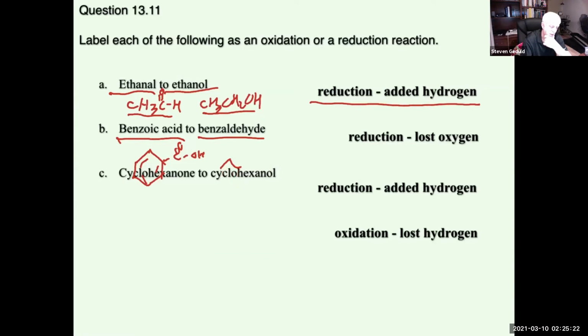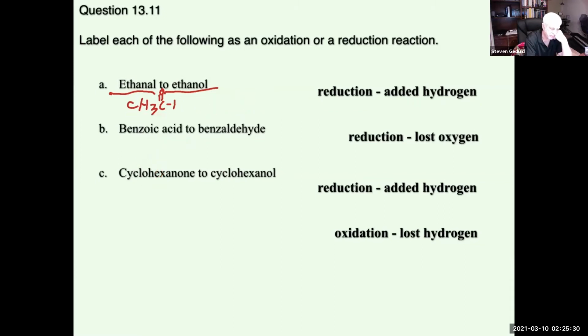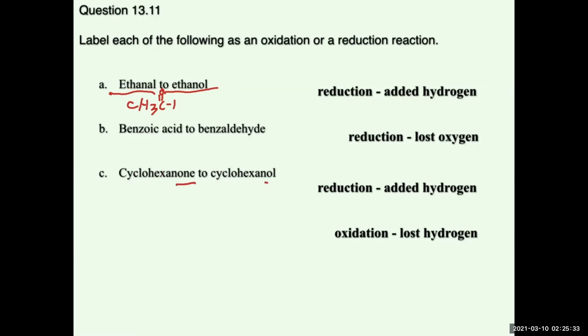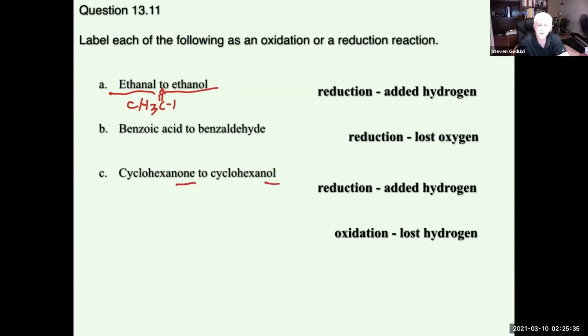Cyclohexanone to cyclohexanol. An ONE ending means what? Ketone. And it goes to an alcohol. So a ketone is a carbonyl group. An alcohol is an OH. So you've added hydrogen, right? Across a double bond. So this is reduction. So cyclohexanone to cyclohexanol is reduction. You've added hydrogen across that double bond.